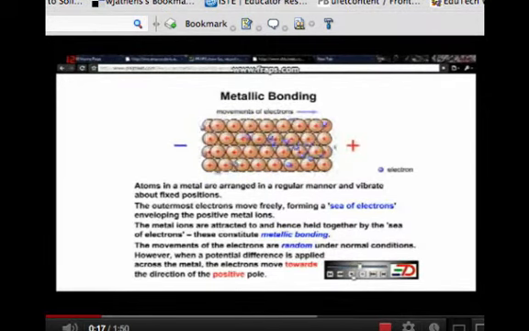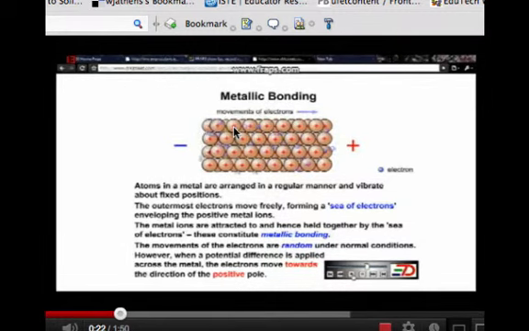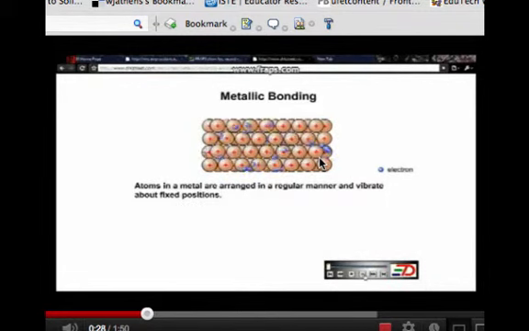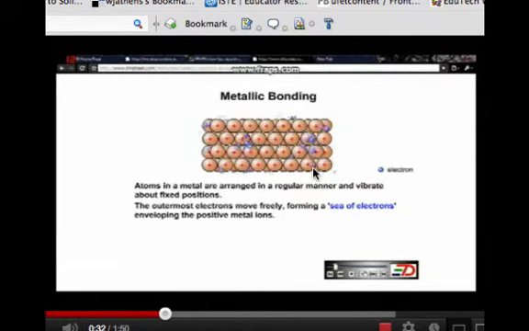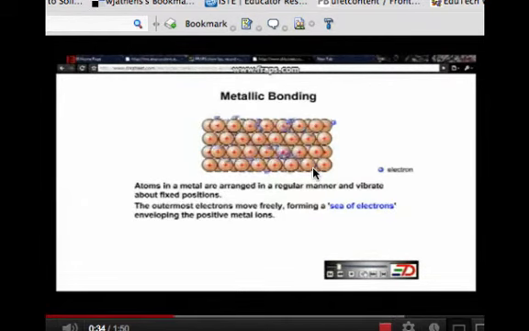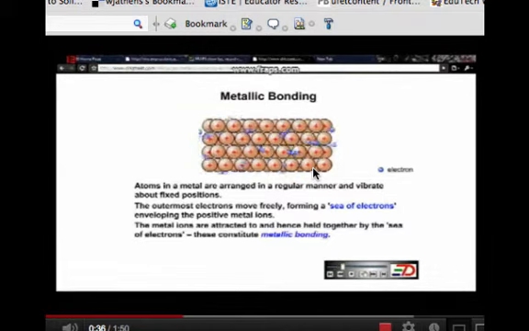Okay, all the little red pluses are indicating the nuclei centers. The blue moving electrons are trying to satisfy all those positive nuclei. There's a real shortage of electrons in metals, and they are delocalized in a sea. We call it the electron sea.